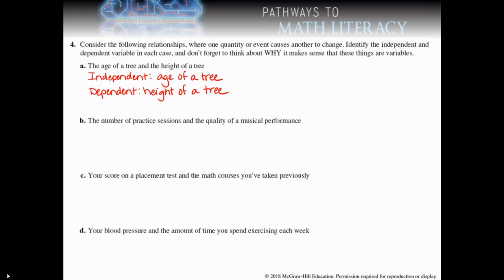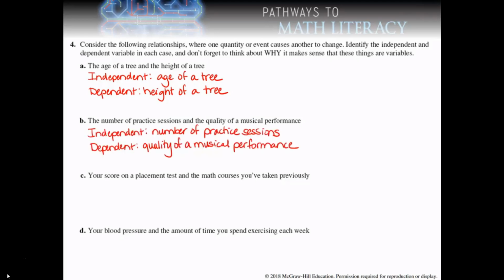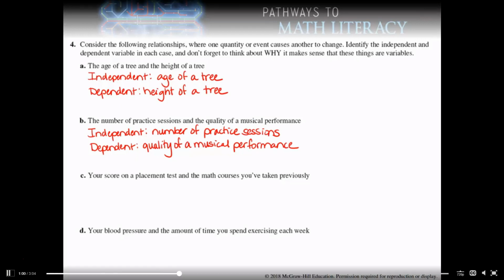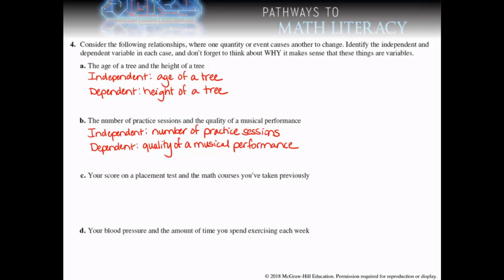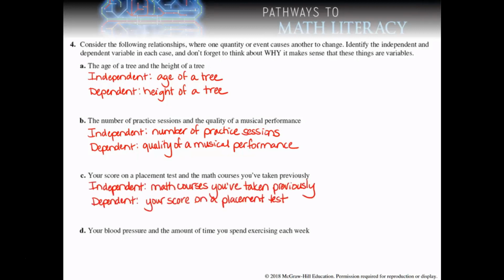In C, your score on a placement test and the math courses you've taken previously. Well, you're probably going to score better on a placement test if you've previously had more math courses. So the score on the placement test would be the dependent variable and the math courses you've taken would be the independent variable. In D, your blood pressure and the amount of time you spend exercising each week. Well, exercise can help your blood pressure, so your blood pressure is the dependent variable and the amount of time you spend exercising is the independent variable.